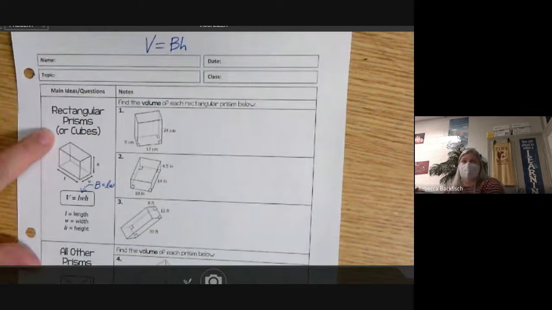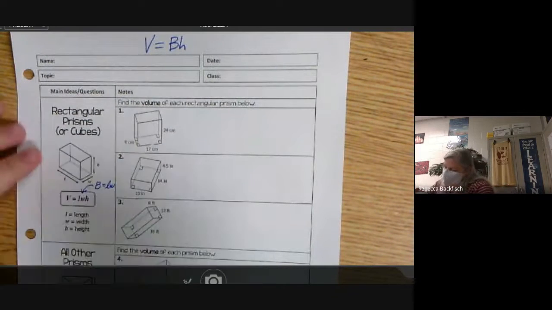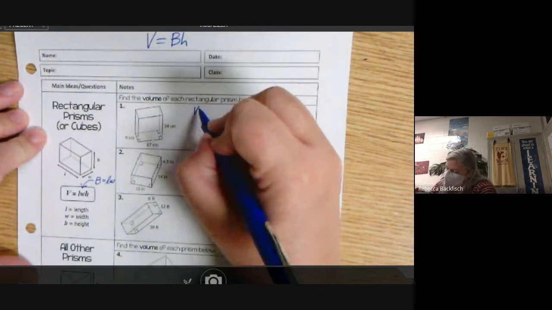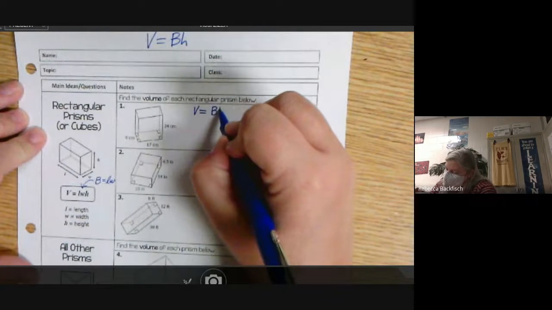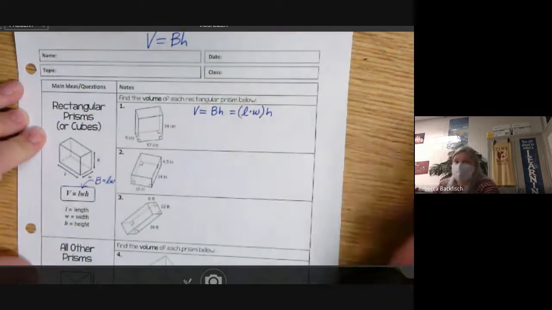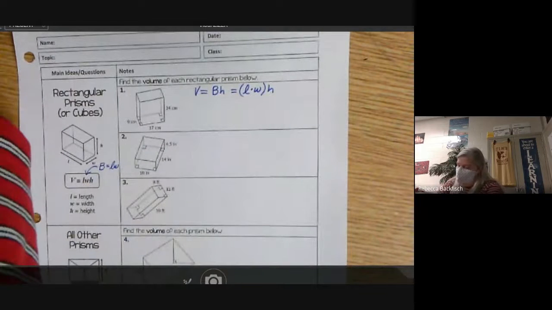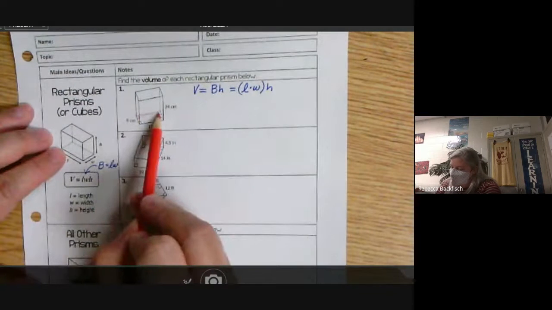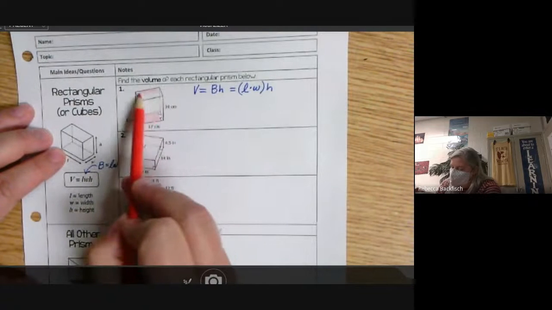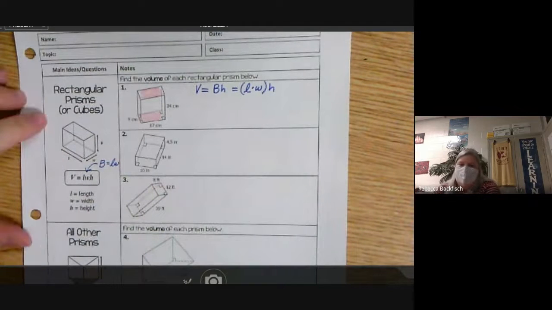And some of those would be cubes. If the rectangle has the same length and width, then you have a cube. It's a square, right? Okay, so find the volume of each rectangular prism below. So the volume is the area of the base times the height, which means the length times the width times the height. Because the area of a rectangle, my base, is length times width. So there are my bases.